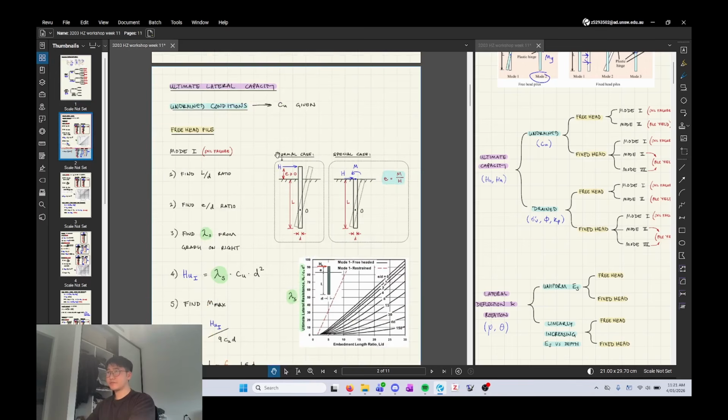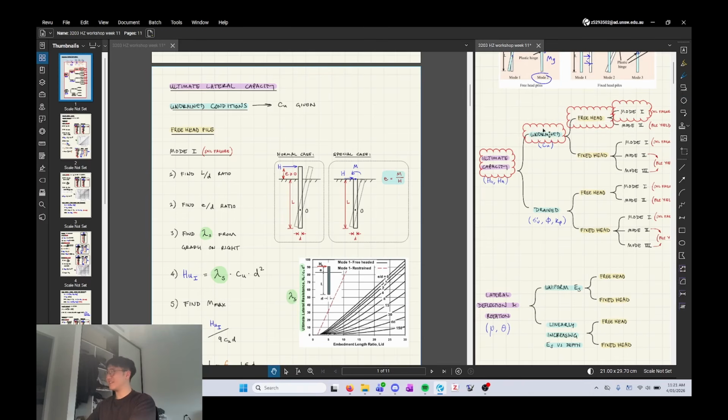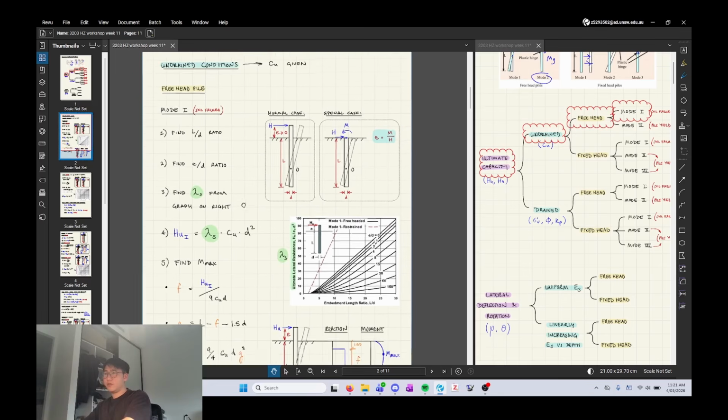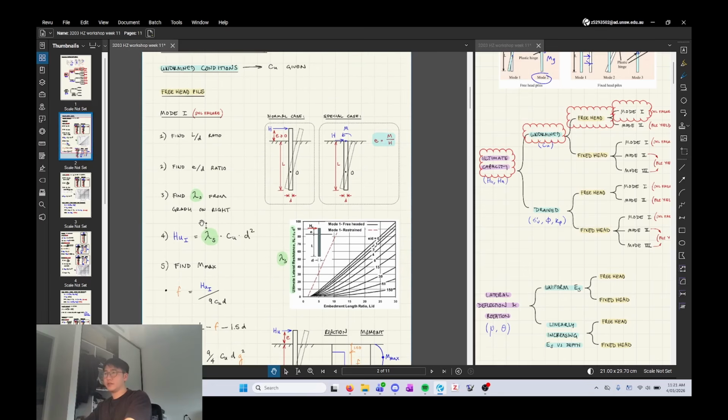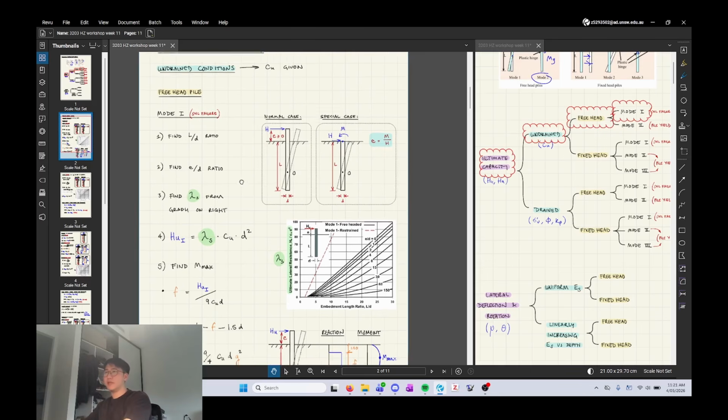Okay, so here's the first page. We're talking about ultimate capacity at the moment, and we're talking about undrained conditions, and free head piles first, and then mode 1. So you can see how we're following this tree diagram. For undrained conditions, the question will give you your material properties, or your undrained cohesion. Using that information, we're going to solve for two things: the ultimate horizontal force that your pile can take, and the max moment. I'll explain later why we need to find the max moment.